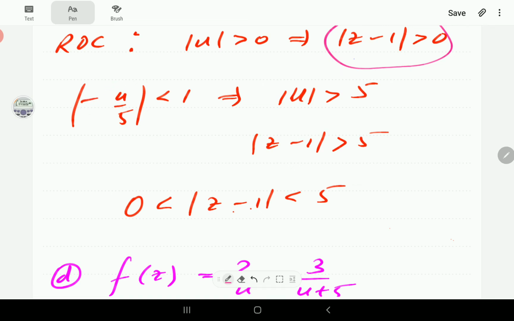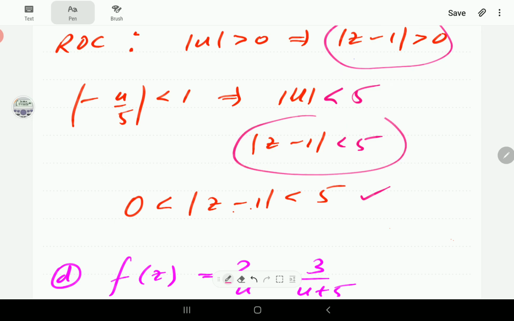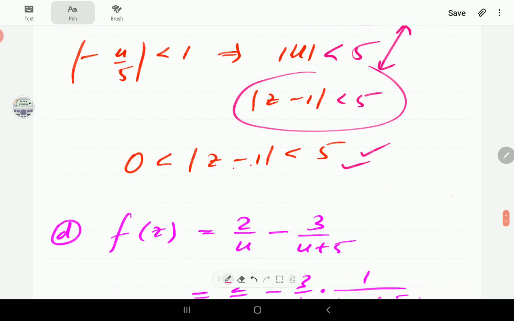So here we have got, magnitude of -1 is just 1. So it's just going to be 1 over 5 magnitude of u if you take it to the other side. So magnitude of u is greater than 5. That is an error there. That should be less than 5. Okay, so less than 5 there, and then if you combine these two, we get this region here, which is the required region.